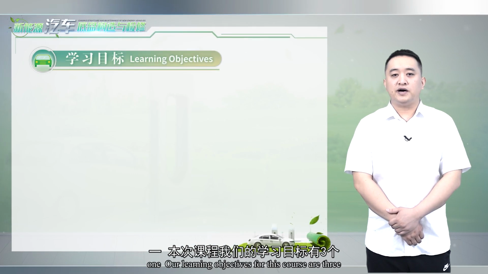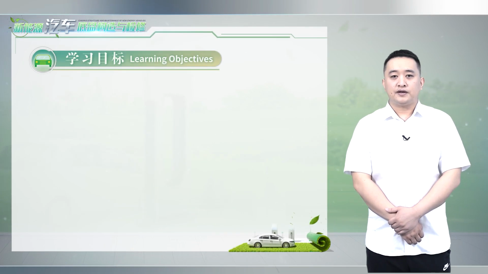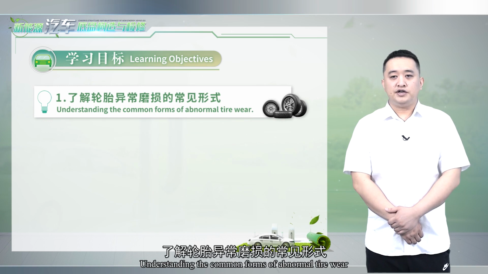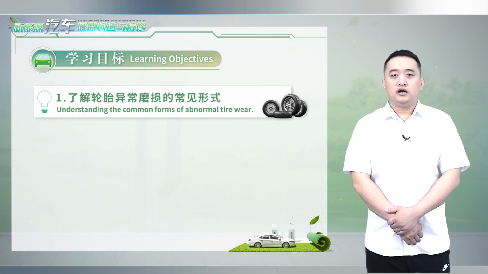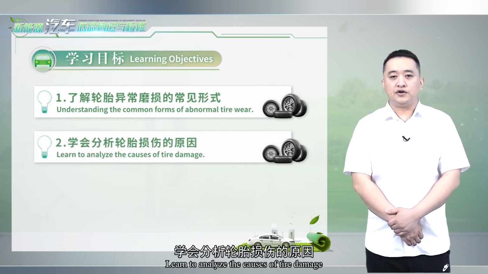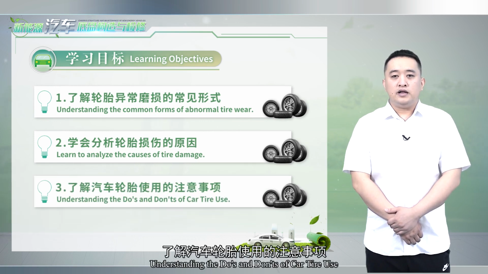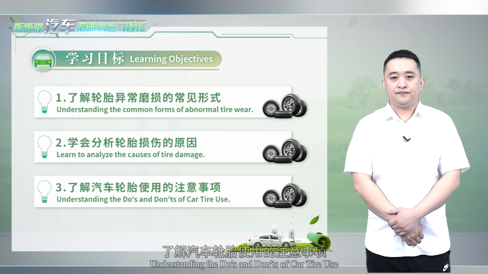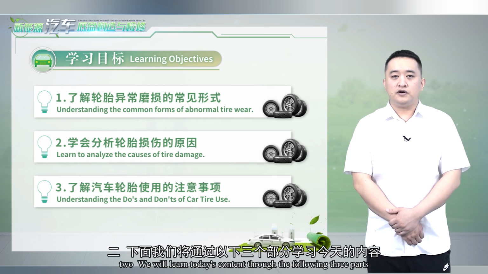1. Our learning objectives for this course are 3, namely, understanding the common forms of abnormal tire wear, learning to analyze the causes of tire damage, and understanding the do's and don'ts of car tire use. 2. We will learn today's content through the following 3 parts.